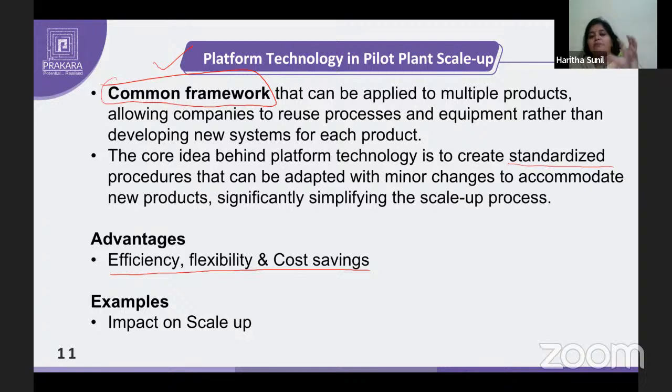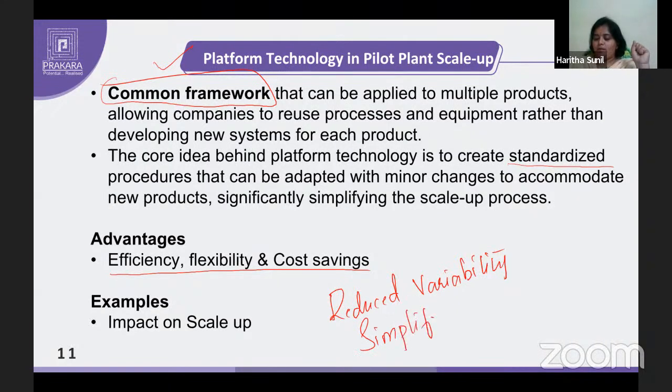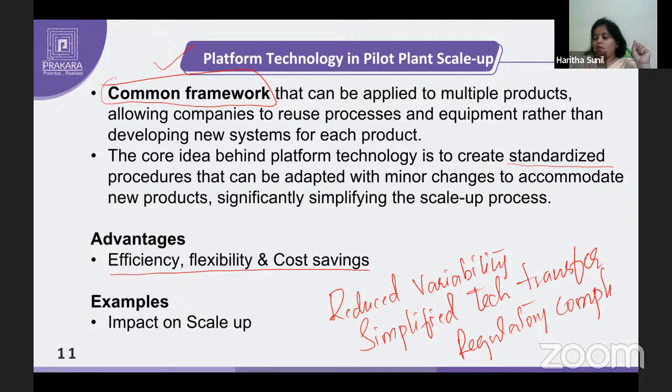So what is the impact of platform technology on the scale up? It is going to give reduced variability, simplified technology transfer, and regulatory compliance. So these three are the impact of platform technology on the scale up.